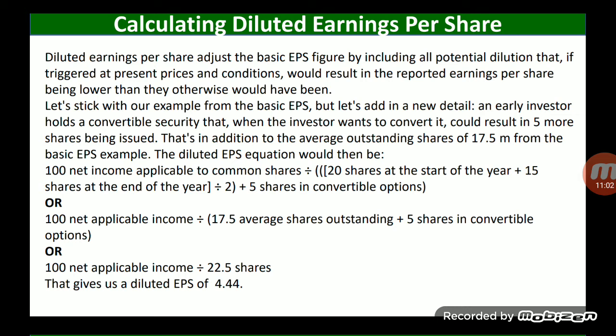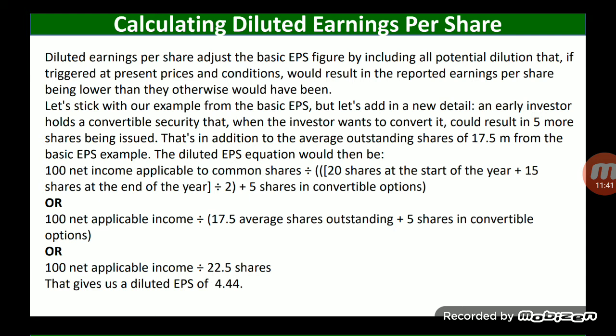So here what we are doing is adding diluted shares and then calculating earning per share. Diluted shares means those shares which were not common shares, like preferred shares, warrant options, employee warrant options, then convertible bonds. Now these convertible securities are converted into common shares, and then we are calculating diluted earning per share.